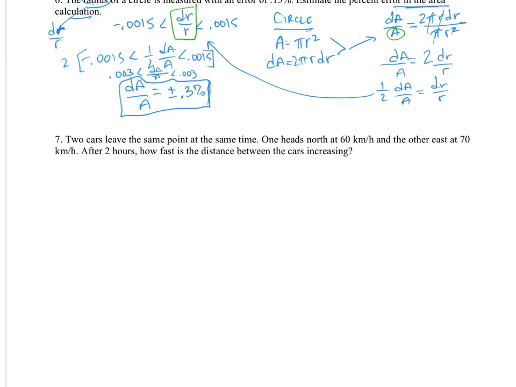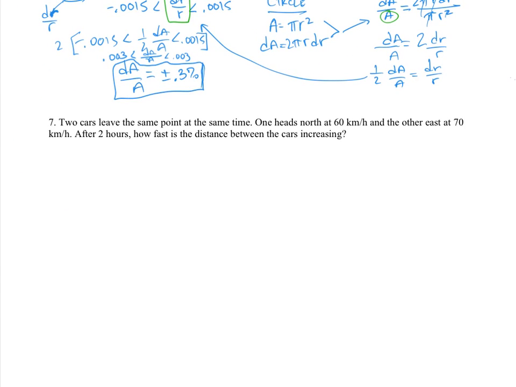This is another related rates problem. This time we've got cars, and two cars are leaving the same point at the same time. One heads north at 60 kilometers per hour and the other east at 70 kilometers per hour. After 2 hours, what is the distance between the cars, and how fast is the distance between the cars increasing? So let's list all our givens again.